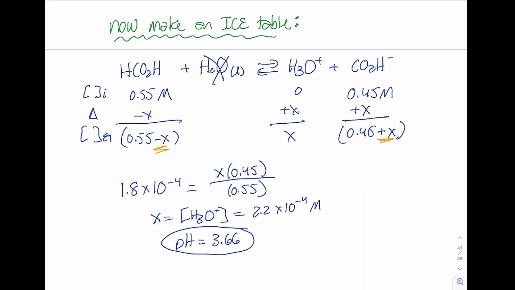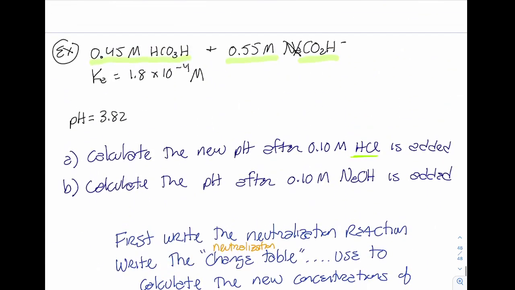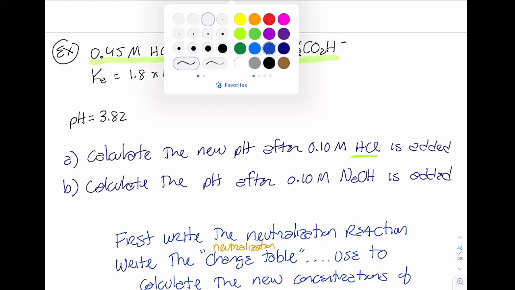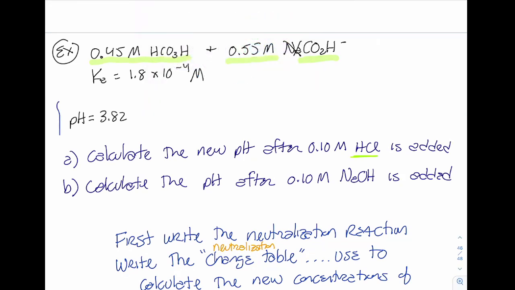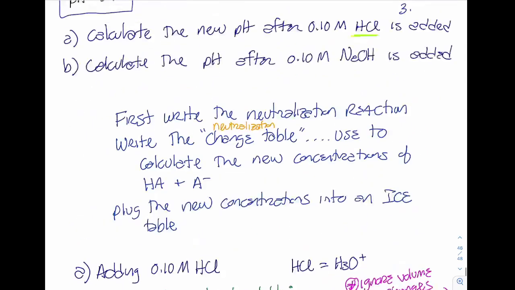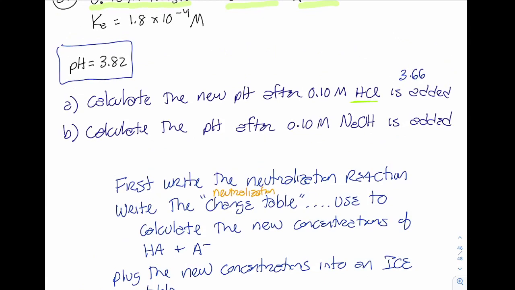So if I take that number, I'm just going to scroll up here real quick to compare it. This was the pH of my buffer solution before we added base or acid to it. And then after I added acid, I got 3.66. Sorry guys, 3.66. So again, my pH did change. I went from 3.82 to 3.66, but it's just a small change. It wasn't a huge change.